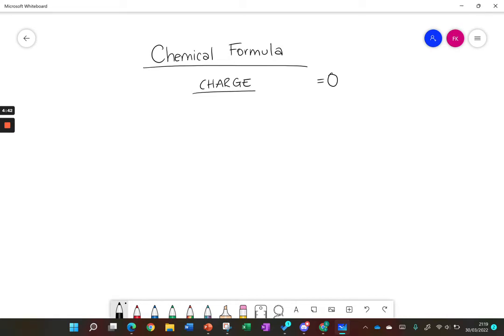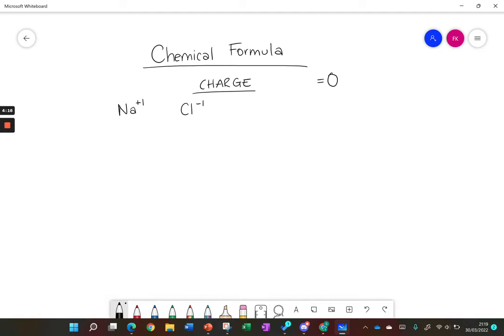So let's start nice and simple with one that we probably know quite well, sodium chloride. So we have sodium and we have chloride. What we need to then look at is what charge do these form? Now sodium obviously loses an electron and forms a +1 charge, and chlorine gains the electron from this and therefore forms a -1 charge.